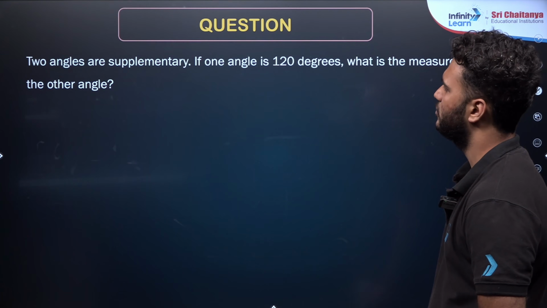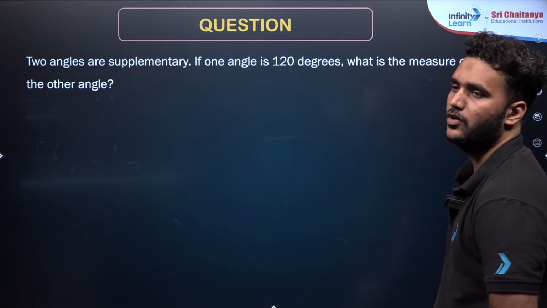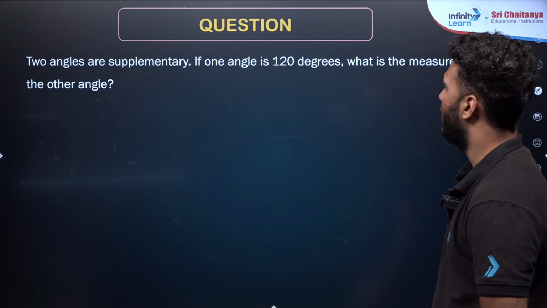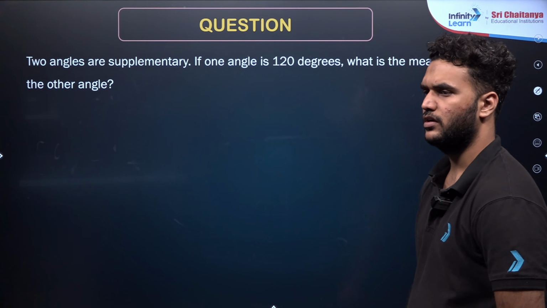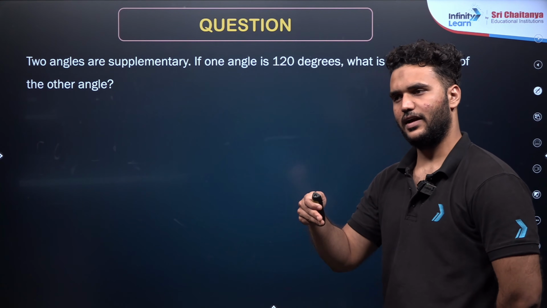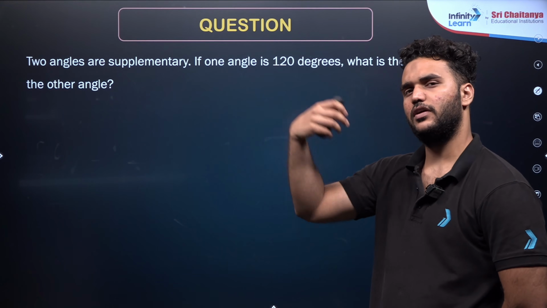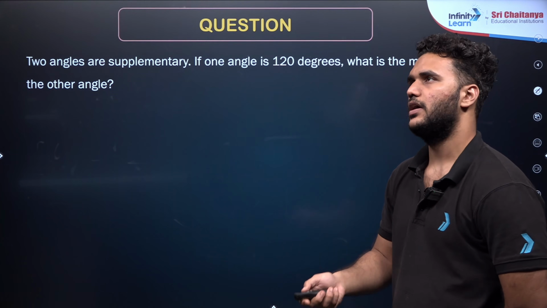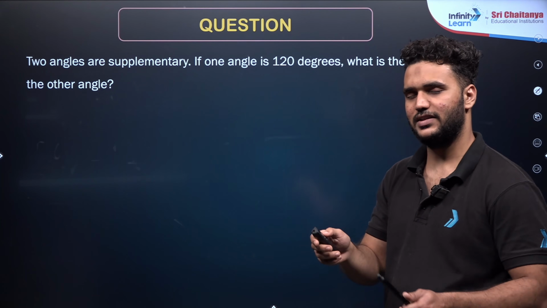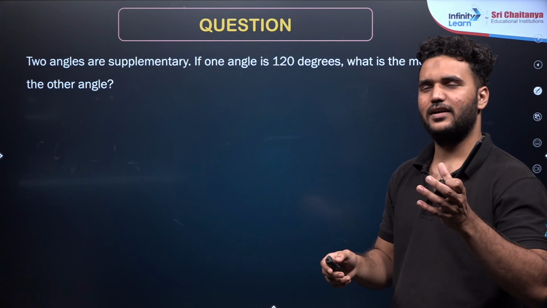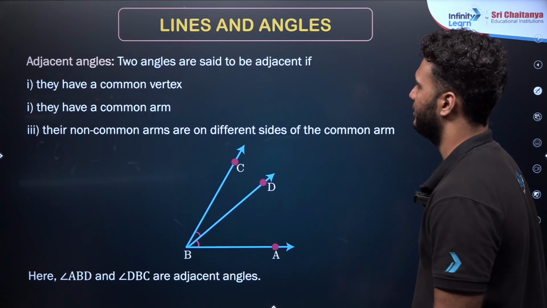Now next question. Two angles are supplementary, so their sum should be 180. One angle is 120. What can you say about the other one? That angle plus 120 should be 180. If you send 120 to the other hand side, it will become negative, and you will see that the angle is equal to 60 degrees.